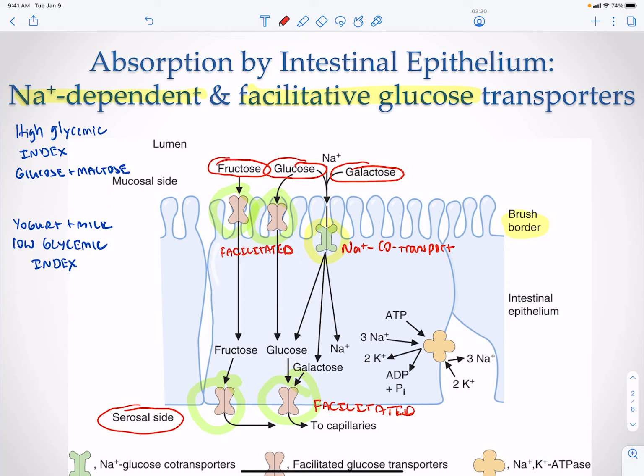And so some differences is on the brush border, the facilitated is going to be GLUT5 receptors. And on the serosal side, these are going to be primarily GLUT2 receptors. So galactose cannot use a GLUT5, but it can use a GLUT2.